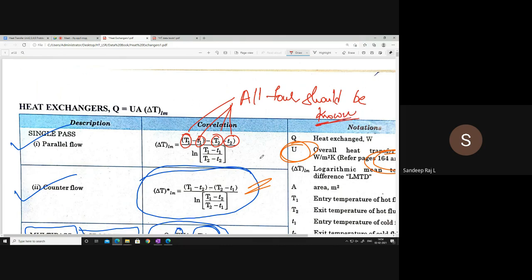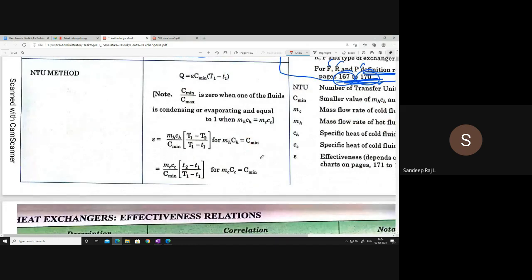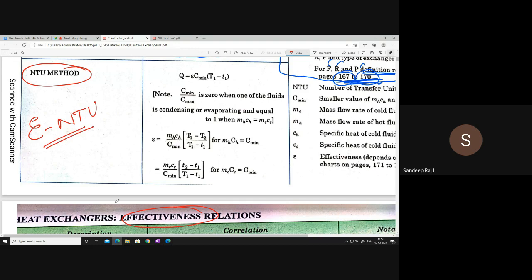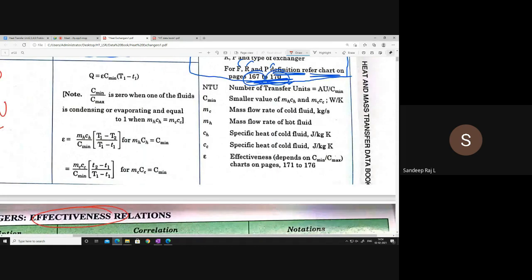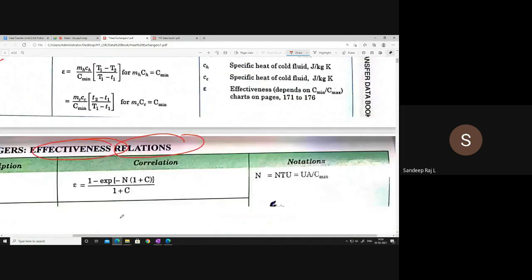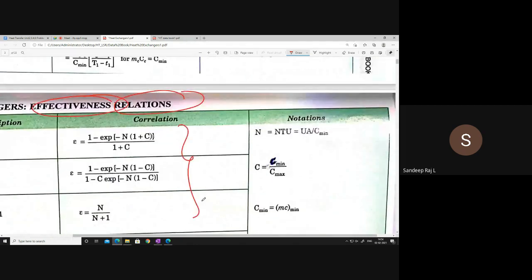But in reality, it is not going to be like that. So for that purpose, you will be using something called the NTU method, or effectiveness NTU method. In this case, what we will be doing is using the NTU correlations. There are so many relations given to you there. Based on a given case, you have to choose these relations and solve this problem.